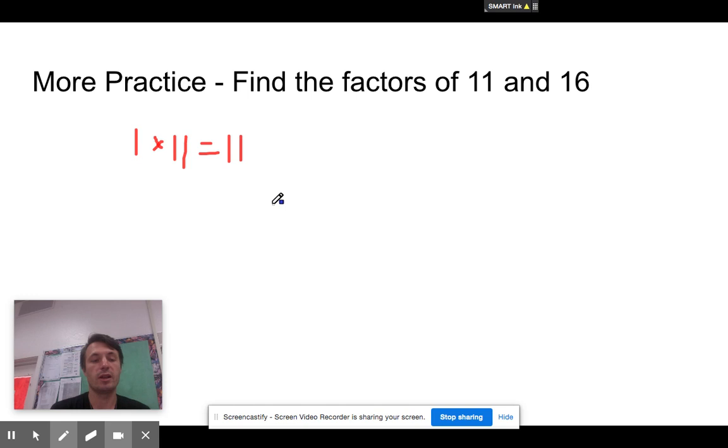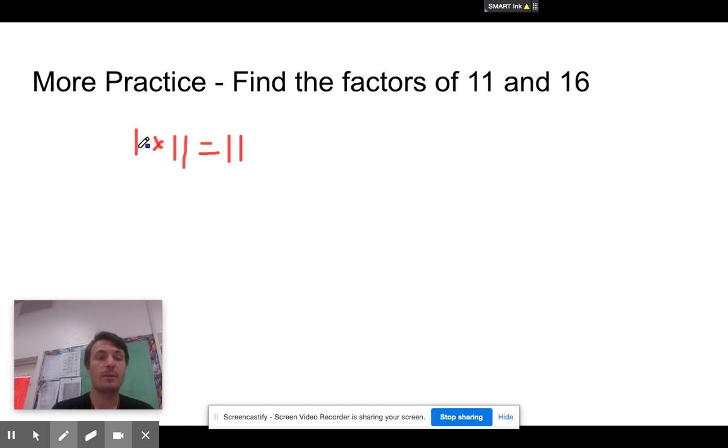Now, we keep going. Is anything times 2 11? No. Is anything times 3 11? No. Is anything times 4 11? No. Is anything times 5 11? No. Is anything times 6 11? No, and there's no reason to go any farther because once you get past the halfway point, working your way towards the number, you know nothing times any of those numbers can equal the number you're finding factors for. So there's no reason actually to go past 5 if you're looking for factors of 11.